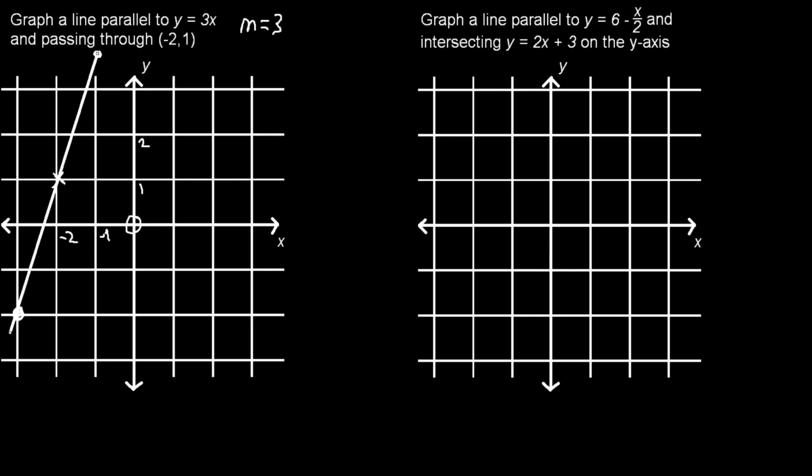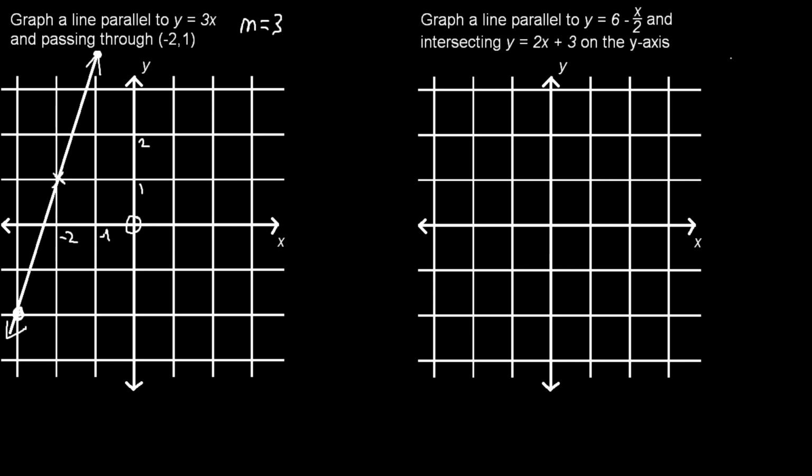straight line would go on forever. So if we just put little arrows on the ends, that would be a line that's parallel to y = 3x, just means the gradient is 3, and passes through (-2, 1). That's it for that one.